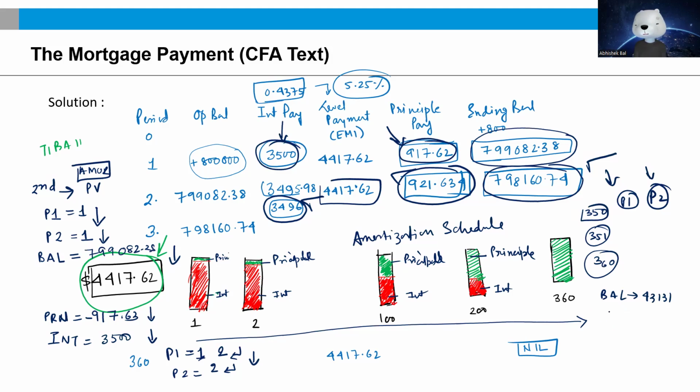the principal that's been retired so far is going to be 755,950. Of course, that's very easy to understand because of the 800,000 loan you have taken, if 43,131 is the balance, that means 755,950 has already been paid off.